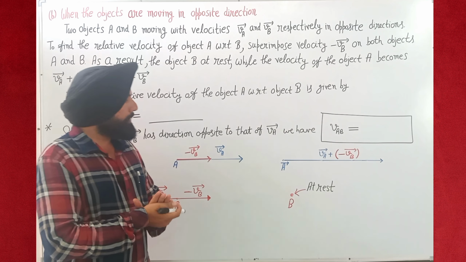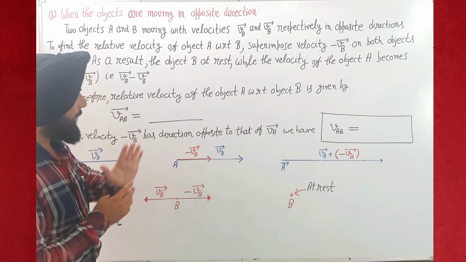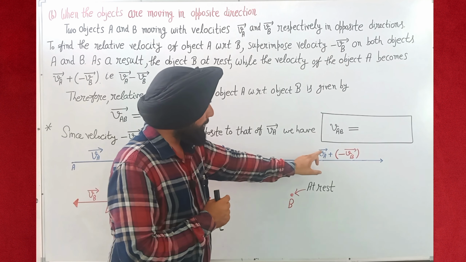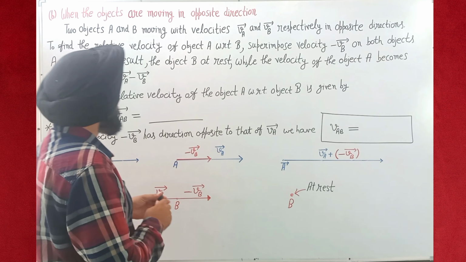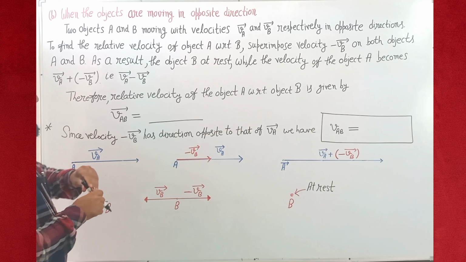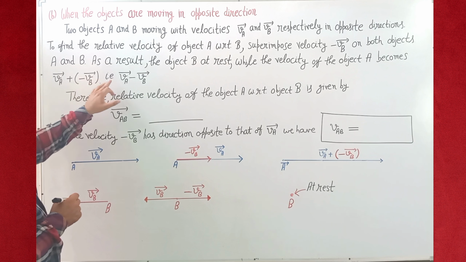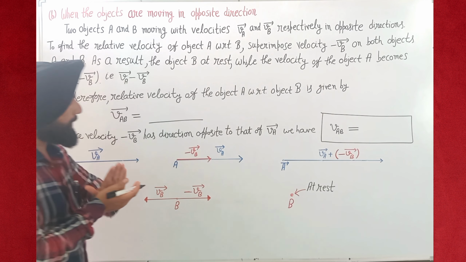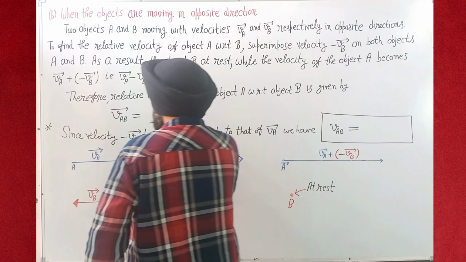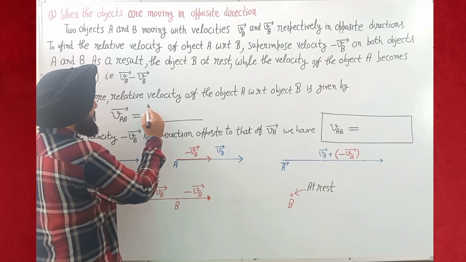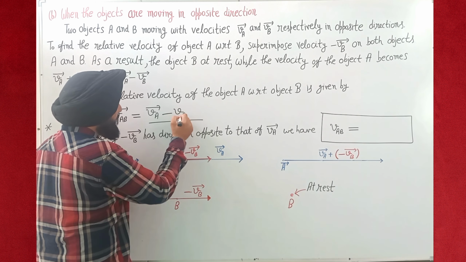And similarly, the velocity of object A now becomes VA vector plus minus VB vector. So velocity of object A becomes VA vector plus minus VB vector, that is VA vector minus VB vector. So I am writing here VAB vector equal to VA vector minus VB vector.